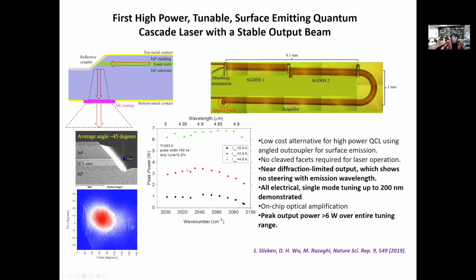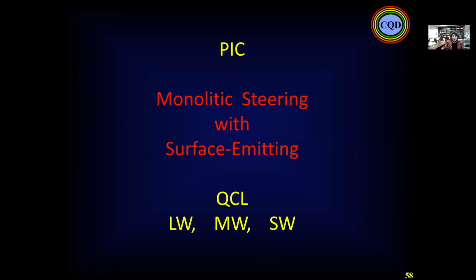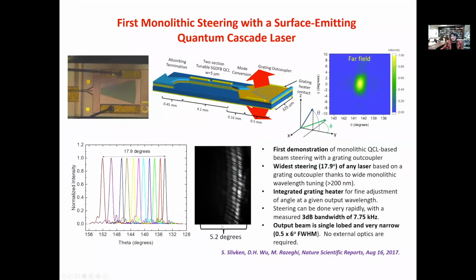So this result is just published, and now we are going to the photonic integrated circuit. We need that block, the ROIC and the LSI. We need all of the photonic active and passive to be on the same chip and to have the monolithic steering with surface emitting for the different application. That is again a world first demonstration of monolithic steering with the surface emitting quantum cascade lasers.